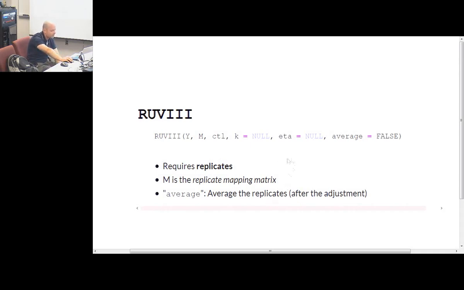RUV3 also requires some notion of replicates. M is going to be the mapping matrix that describes the replicate structure. So it takes our observed expression data, it takes a matrix that describes the replicate structure, it takes our negative controls, and then some other parameters.